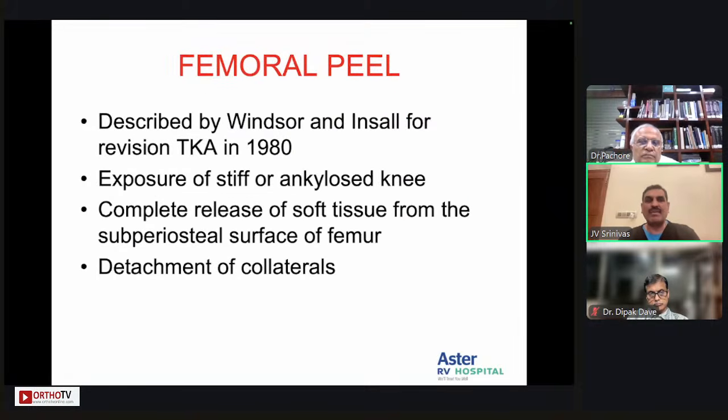The last one is a femoral peel technique for an extensively stiff knee or an ankylosed knee, which I showed you, the bony ankylosis.